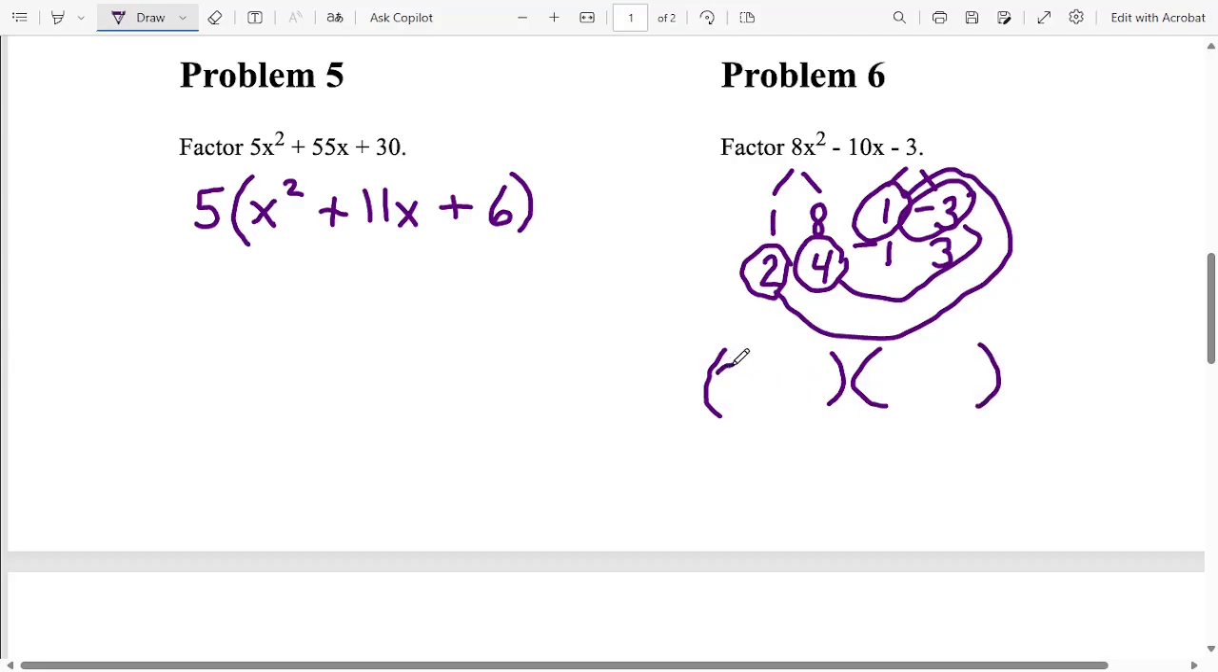So I have 2x and 4x. And I want the 4 to be multiplied by negative 3. 4 is on the inside, so I'm going to put minus 3 here. And I want the 2 to be multiplied by positive 1, so I'm going to put plus 1 here. And there we go. We're good with that one.